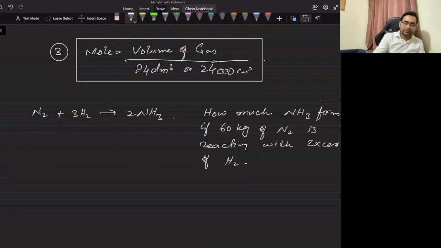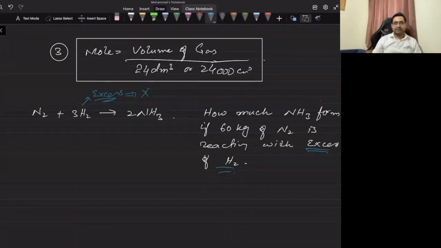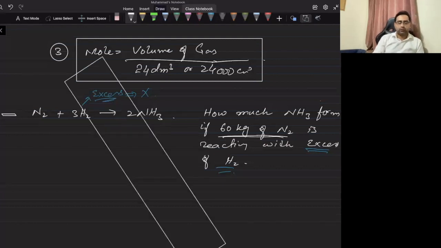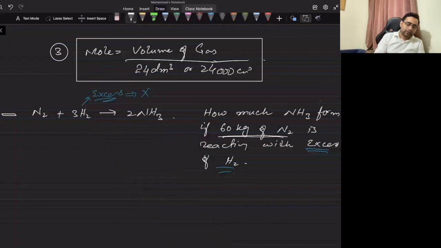So now hydrogen is in excess. So excess reactant is ignored in our chemical reaction. We are not going to do any calculation for this excess reactant. We're only using this 60 kg of nitrogen. Now focus on this equation. This is a balanced chemical equation. With a balanced chemical equation, you will do calculations on this.